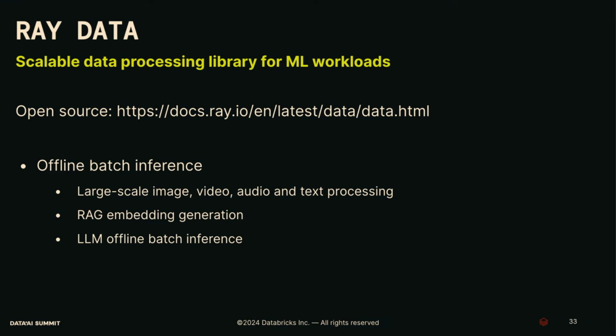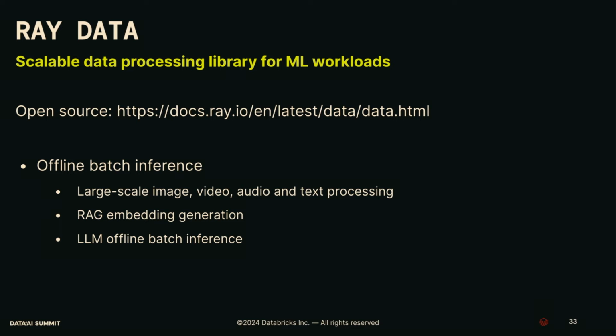In this session, we mostly focus on the Ray Data library, which is a scalable data processing library for ML workloads. Here is the link for the open source documentation. So the first use case Ray Data focuses on is offline batch inference. Offline batch inference often means you have a pre-trained model or a list of models, and you have lots of large-scale offline data. And people want to use a model to do inference on the large-scale data.